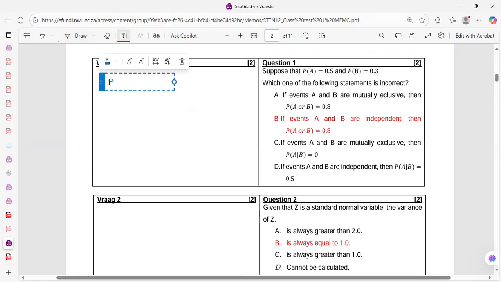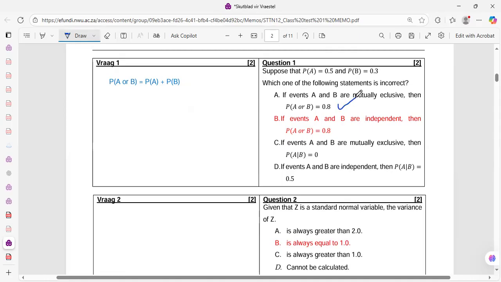Again, if events A and B are mutually exclusive, this is the formula: the probability of A or B is equal to the probability of A plus the probability of B. Then you add them: 0,5 plus 0,3, you will get 0,8. So statement number 1 is correct.